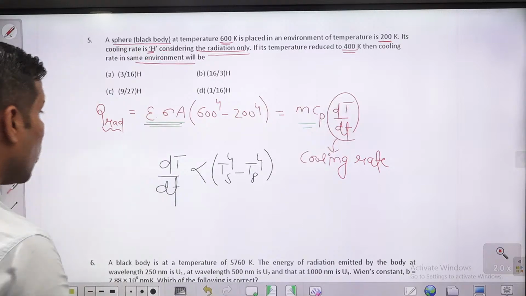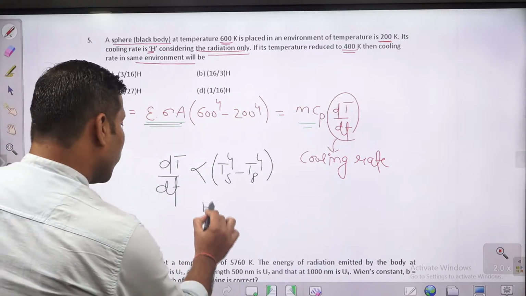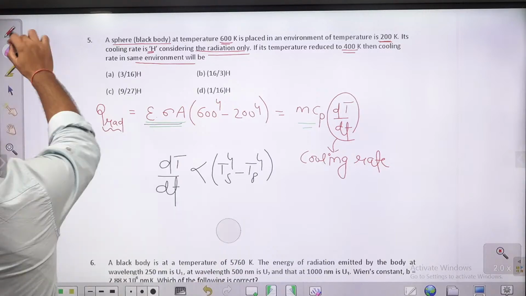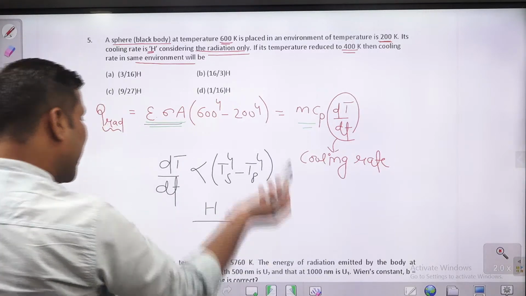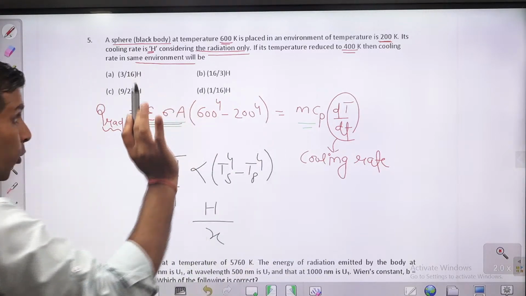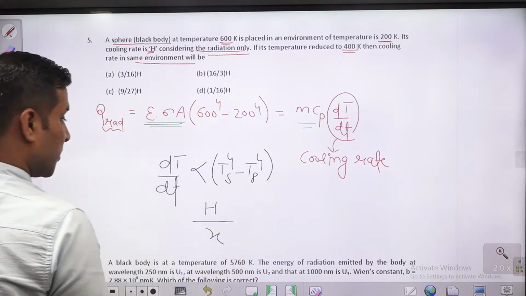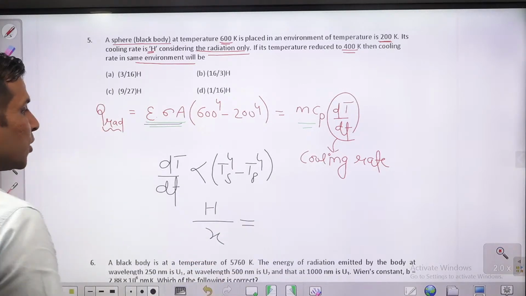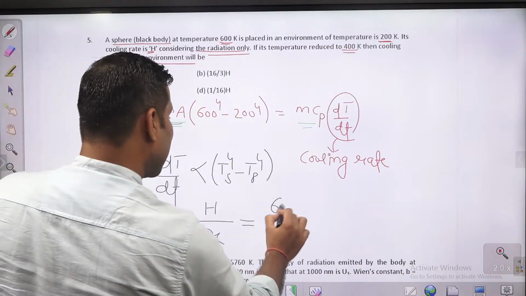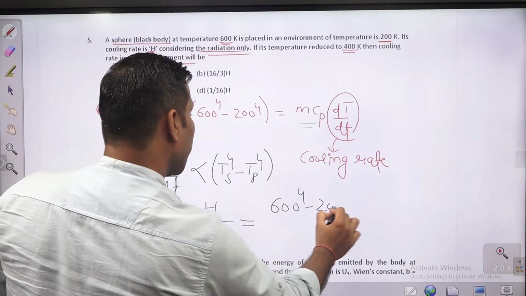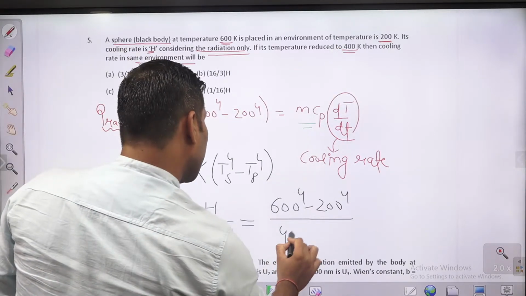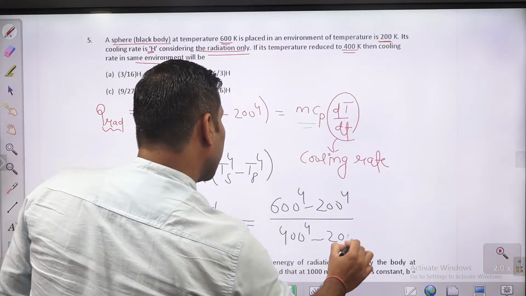Okay, so can I write it here? The rate of cooling in first case is H. Initially, the rate of cooling is H. Finally, the rate of cooling is X. We don't know what that is, but we are interested in finding this out. So this is rate of cooling in first case. This is rate of cooling in second case. So this is equal to what, guys? The initial case 600 की power 4 minus 200 की power 4 divided by the second case when the temperature is 400. So it is 400 की power 4 minus 200 की power 4.